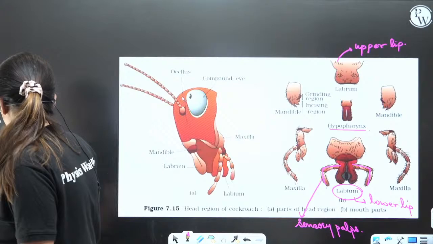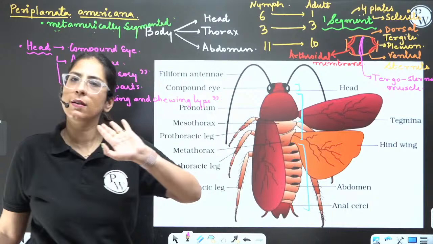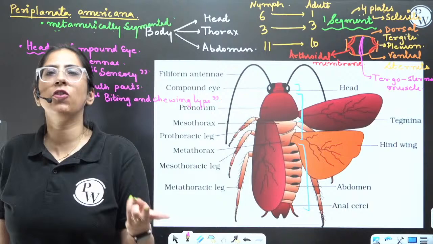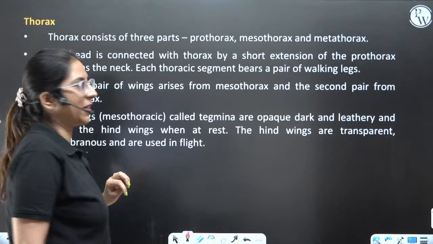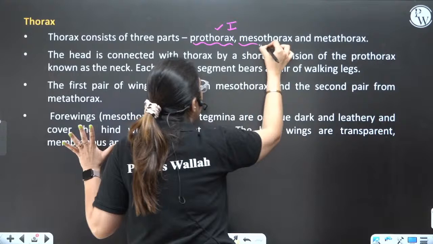Now, moving on to the next. One particular part, the head, is done. Now, here I'm talking about the thorax. Let's have a look. The thorax has three different parts. One part is termed as prothorax. The first segment is termed as prothorax. In between, there is a mesothorax. Last, we have the metathorax.